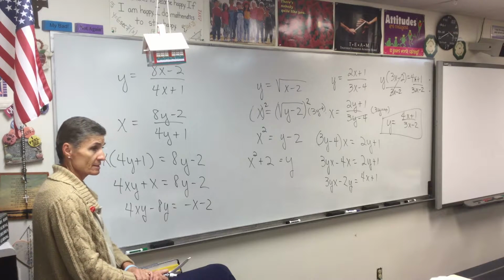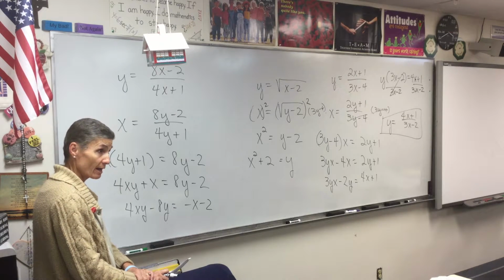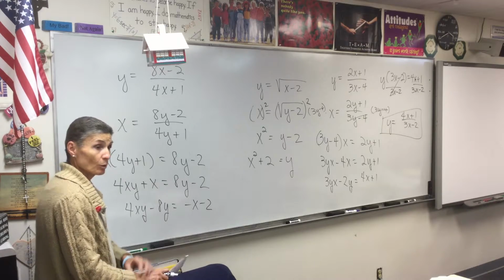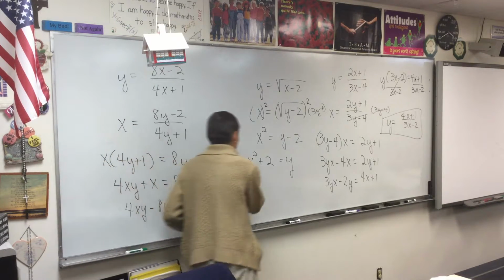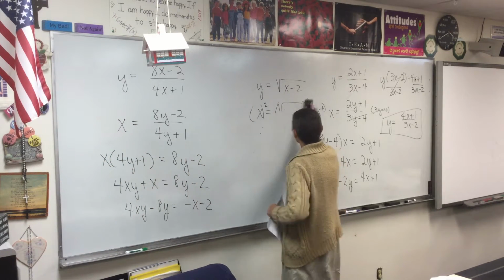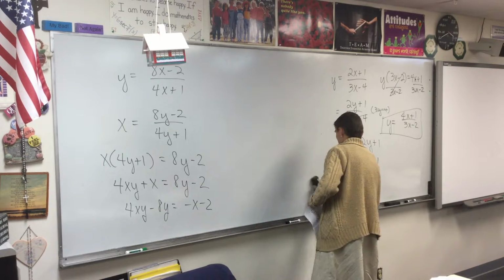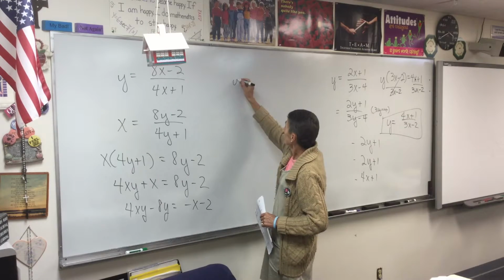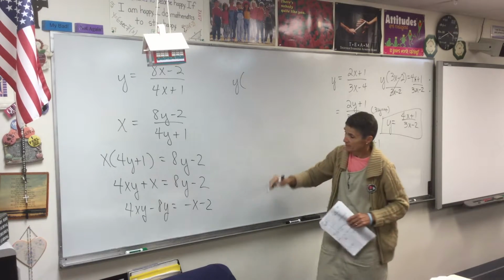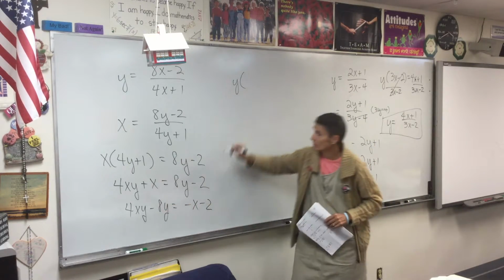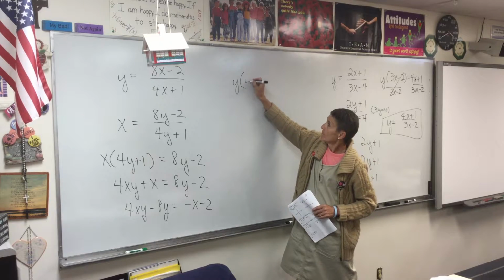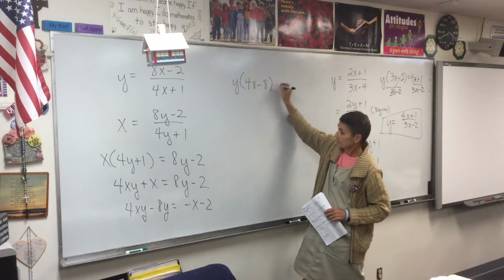Then what happens? Now that we got them on the same side, we're going to take one out. And when I take my y out, what will I have left in my parentheses if I take this y out here? What will I have here? 4x minus 8.